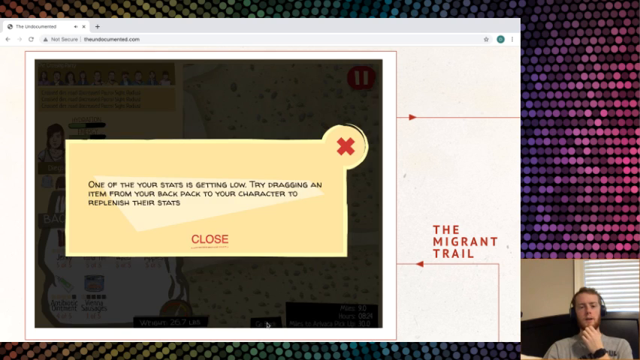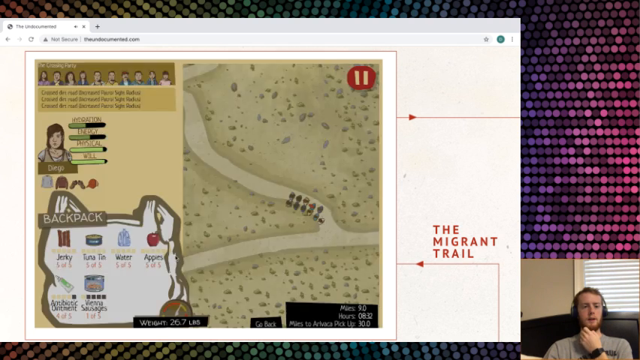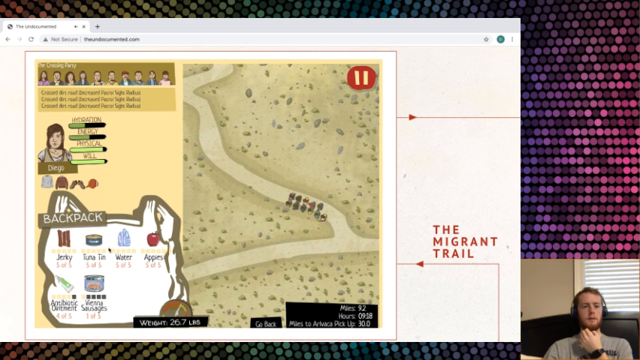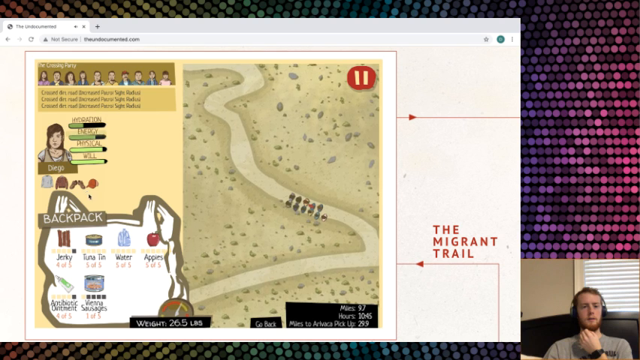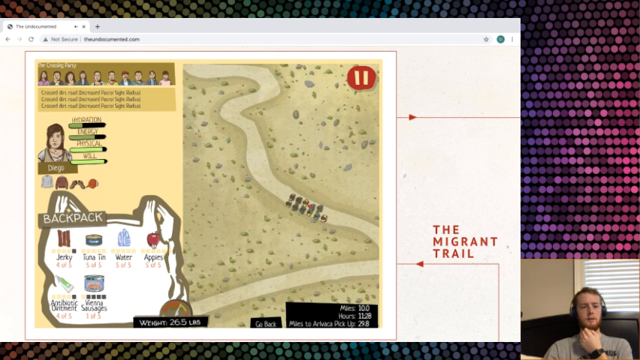I'll keep my mouse on this button. Okay, one of your stats is getting low. Try dragging an item from your backpack to your character to replenish their stats. Okay, hydration is getting low, it looks like. And energy. Energy is up.